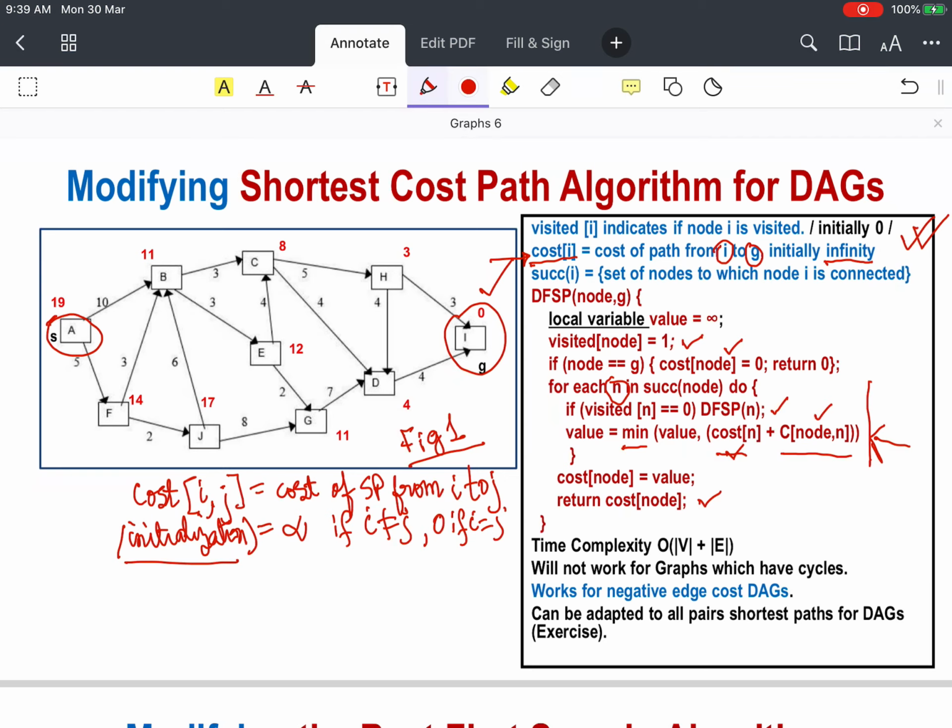Then, in order to compute for every node, let us take this node. When we are computing for this node, the cost array for this node will have the shortest cost path from every other node. Similarly, this will have the shortest cost path from every other node in the cost array. So this will be cost of h, j, this will be cost of d, j, and so forth.